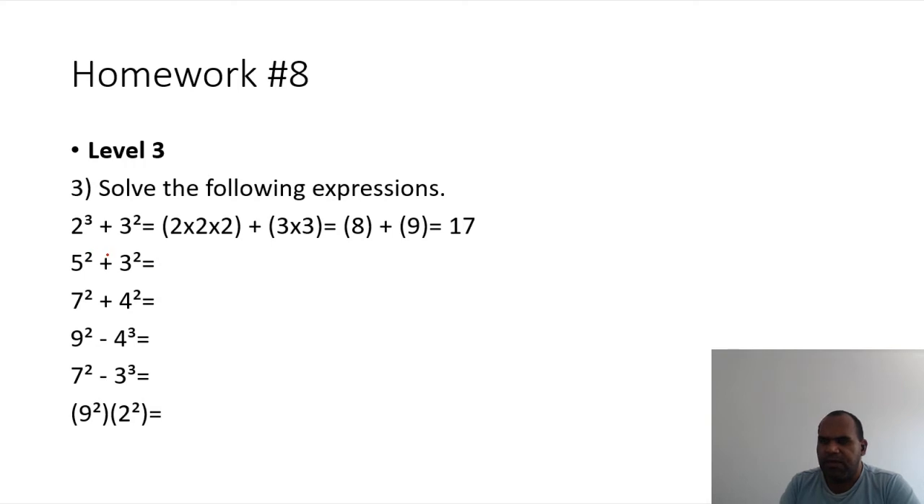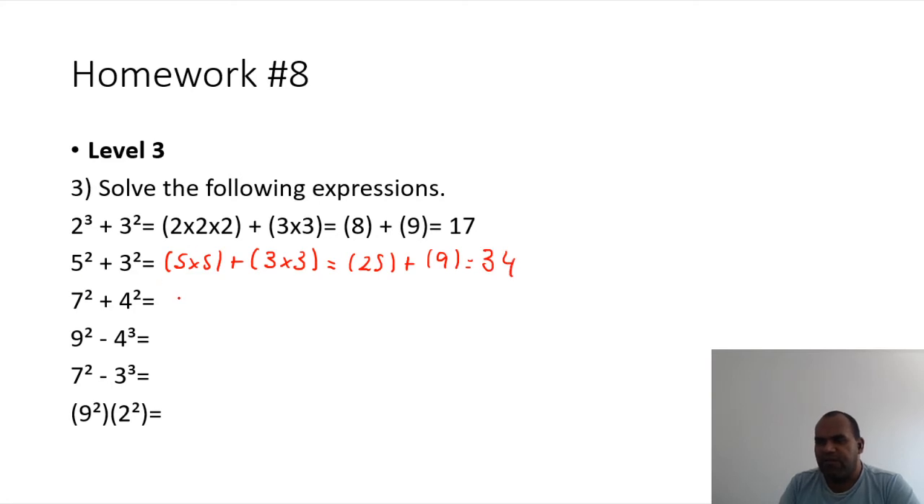Here's the same idea. 5 squared plus 3 squared. 5 squared, I know is 5 times 5. I know plus 3 squared is 3 times 3. Just close it. 5 times 5, 25. Close here, 25. Plus 3 squared, I know is 9. 25 plus 9, I know is 34.